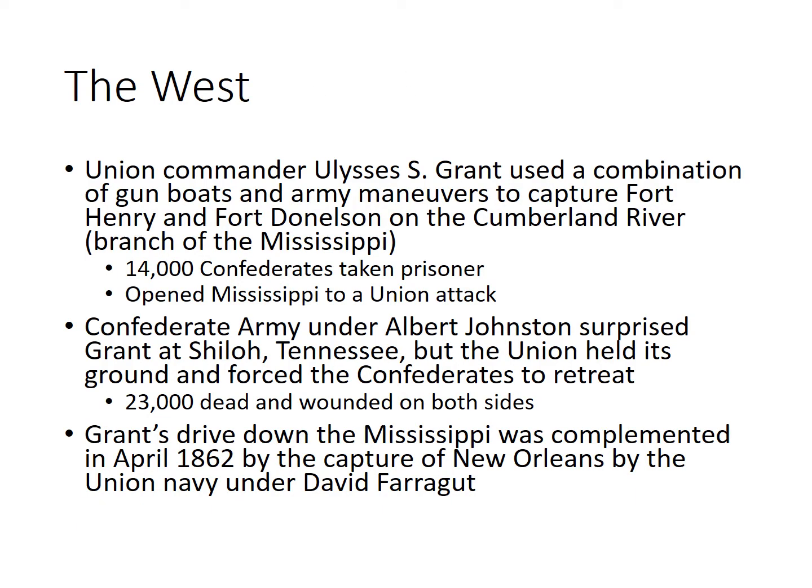In the West, Union Commander Ulysses S. Grant used a combination of gunboats and Army maneuvers to capture Fort Henry and Fort Donelson on the Cumberland River, which is a branch of the Mississippi. 14,000 Confederates were taken prisoner, and it basically opened the Mississippi to a Union attack.